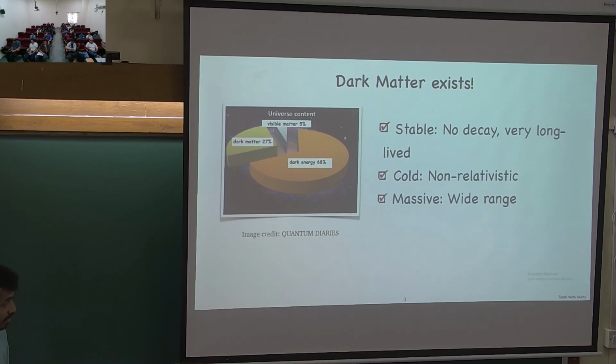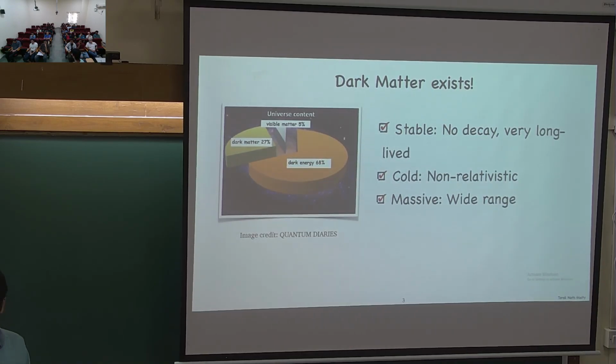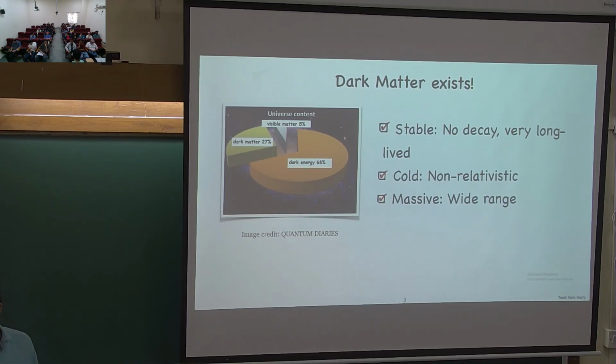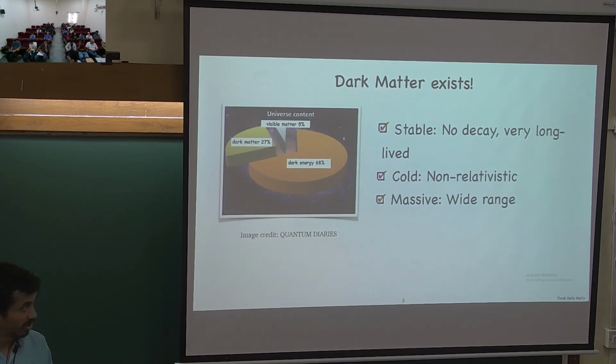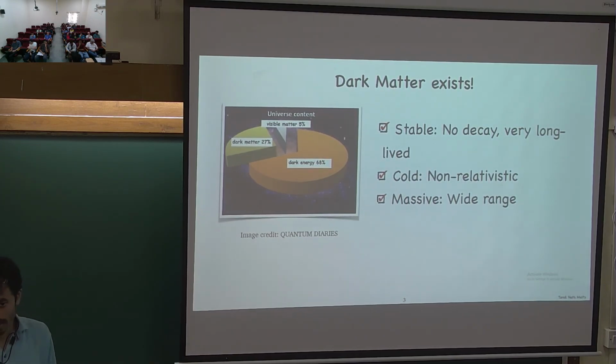We know very little about it. It has to be stable, either absolutely stable or maybe very long lived, with a lifetime larger than the age of the universe. It has to be cold because of structure formation, in the sense that it must move with velocities smaller than the velocity of light, and it has to be massive because that's how we get to know about it.